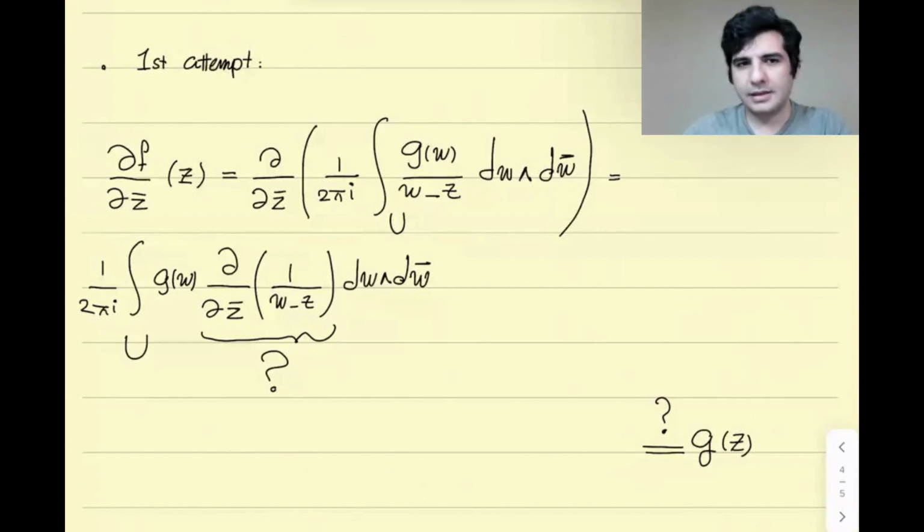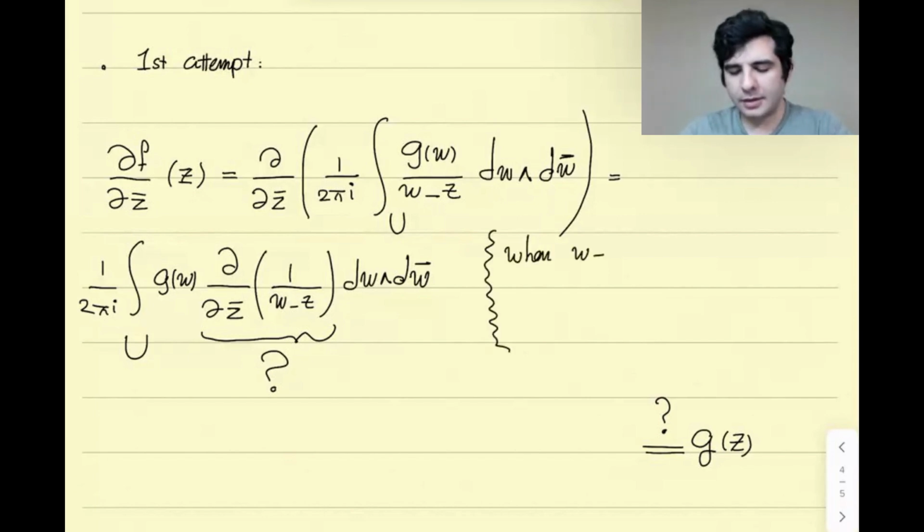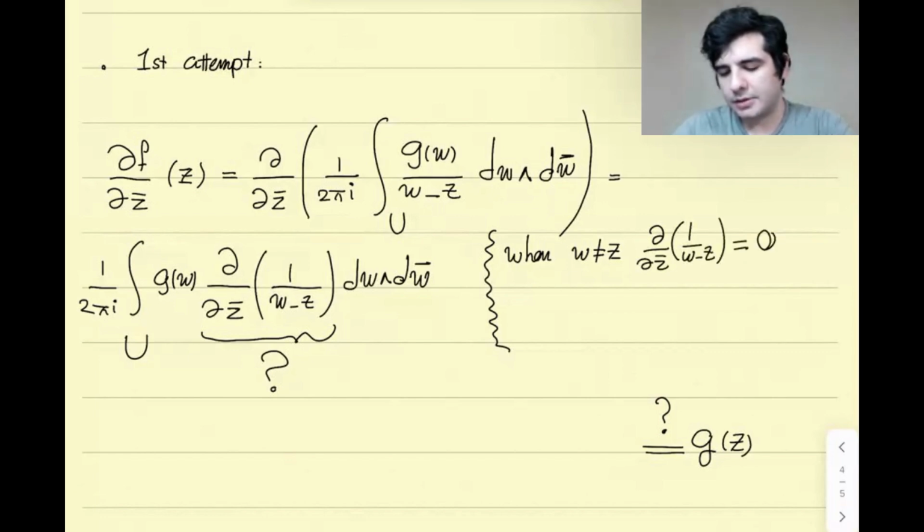What is the derivative of 1 over z with respect to z bar? This is a bit tricky, so a bit of digression here. When w is not equal to z, it's a well-defined thing. The denominator is holomorphic and non-zero, so 1 over w minus z is well-defined. In that setup, 1 over w minus z is a holomorphic function. And remember, the derivative with respect to z bar of any holomorphic function is 0. So in that case, the derivative with respect to z bar of 1 over w minus z is equal to 0.